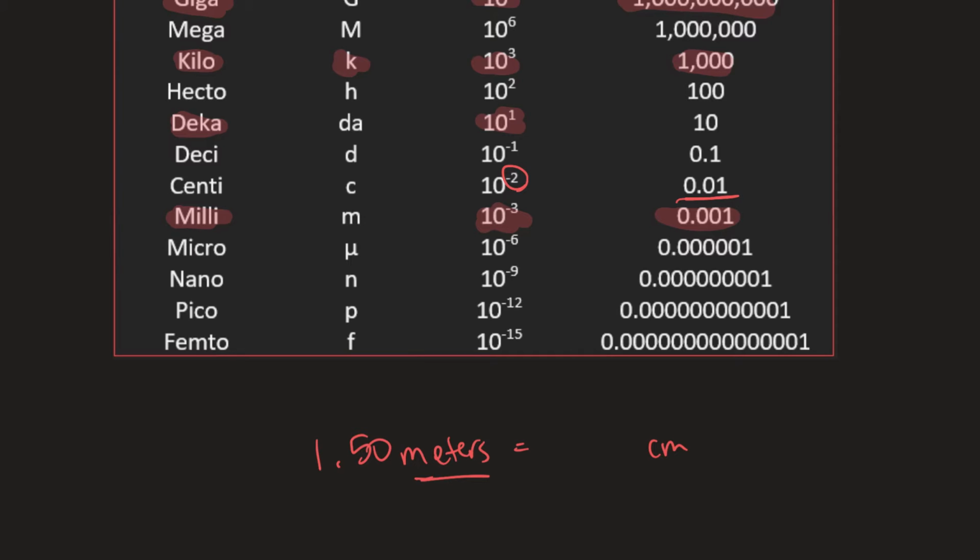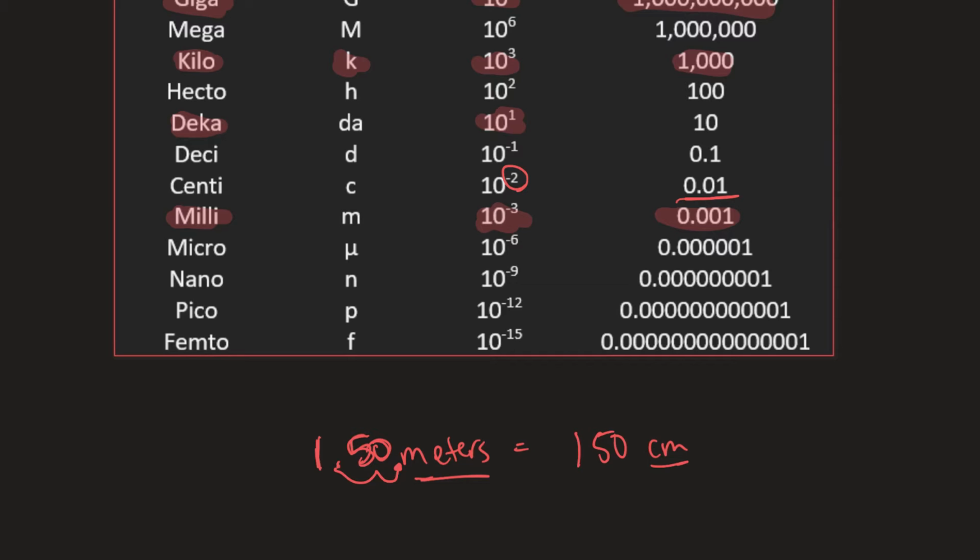And the sign gives you an idea of which direction. So if it's 1.50 meters of your base unit, we can move the decimal over twice, and it's going to give us 1.50 meters in centimeters. In this case, it's 150 centimeters.